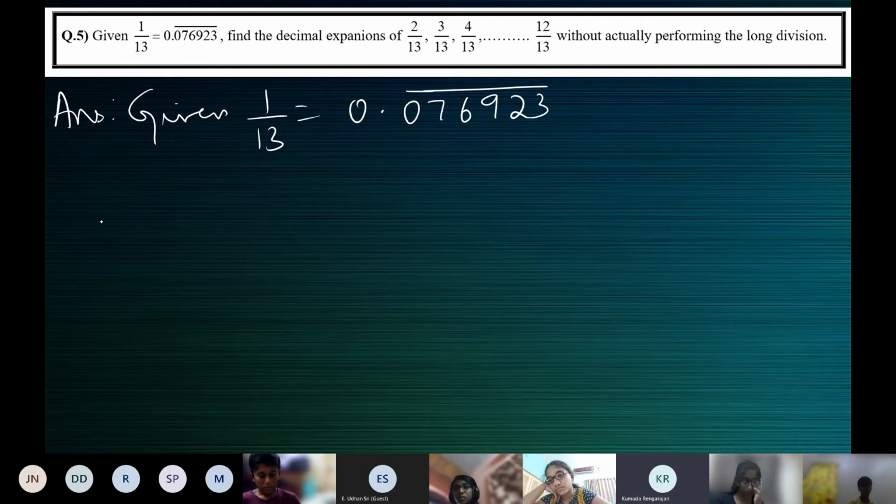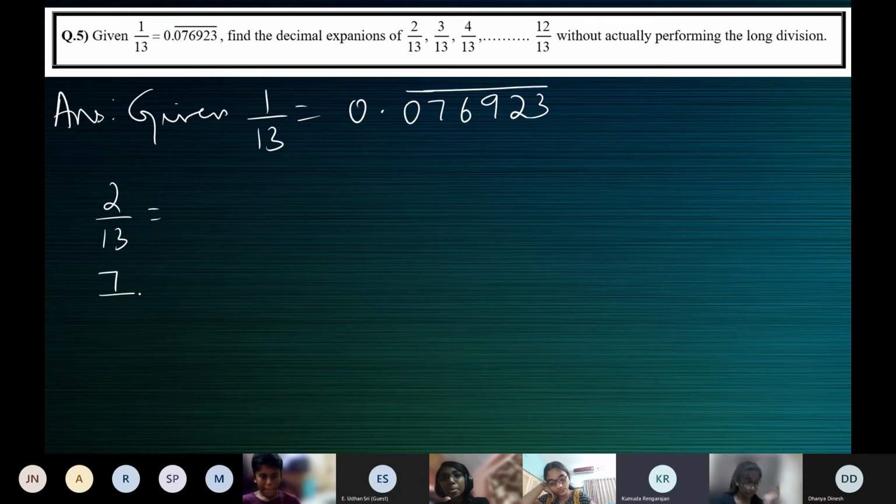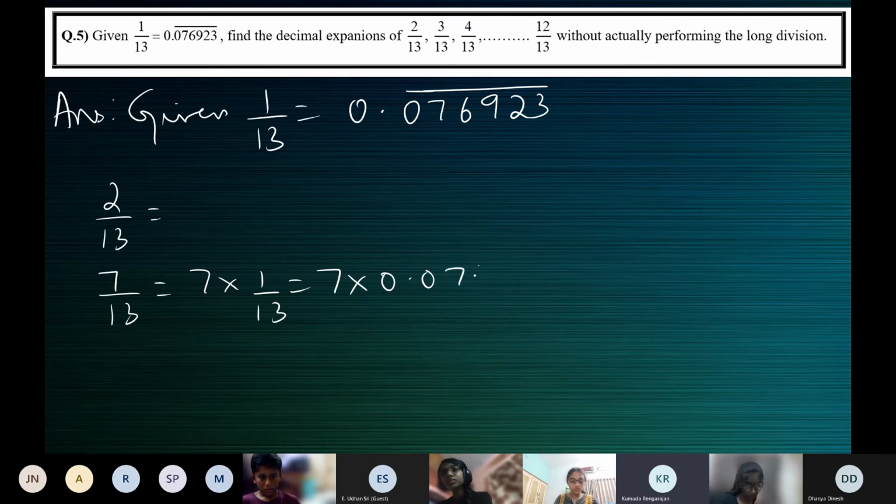So now when you're writing, say we found 2 by 13, then we found 7 by 13. You must write 7 into 1 by 13, which is equal to 7 into 0.076923 recurring. Now do the multiplication in the rough work. Write the final answer here.